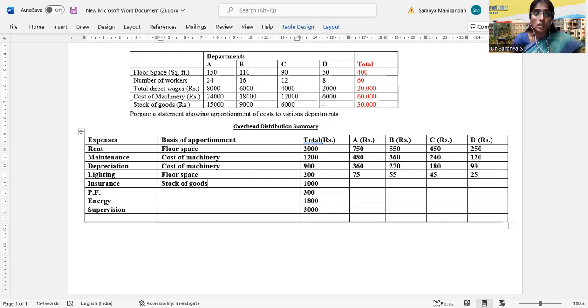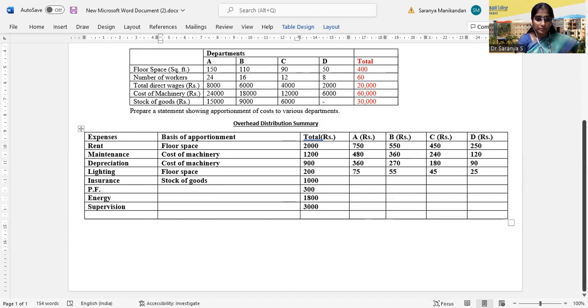Now imagine stock is not given. Then next you can select the cost of machinery. If both are not given, then you can go for number of employees. So insurance, our first option is stock. If that is not given, then we go for machinery, I mean the asset value. If stock is also not given, if asset value is also not given, then we'll go for number of employees. So here insurance, stock of goods, correct.